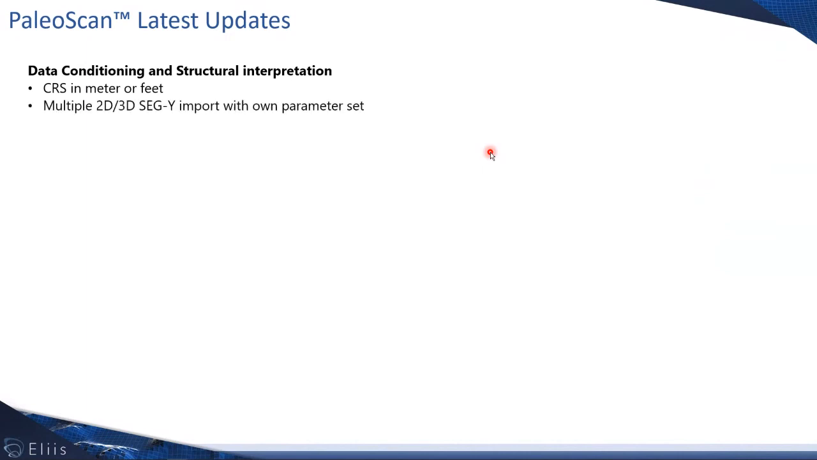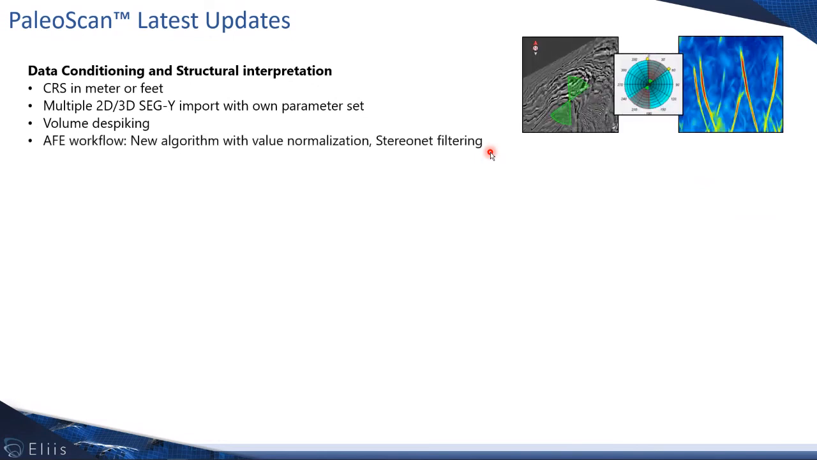So here is what we've seen together as new things in the platform. For the data conditioning, when you're importing your seismic and your volume, we've seen that we're able to manage the CRS in meters or feet. We're able to change the parameters of multiple seismic SEG-Y files upon import, so as to avoid having to import them one by one and adapt the parameters every time. We're able to apply some volume despiking to avoid some wrong color display.